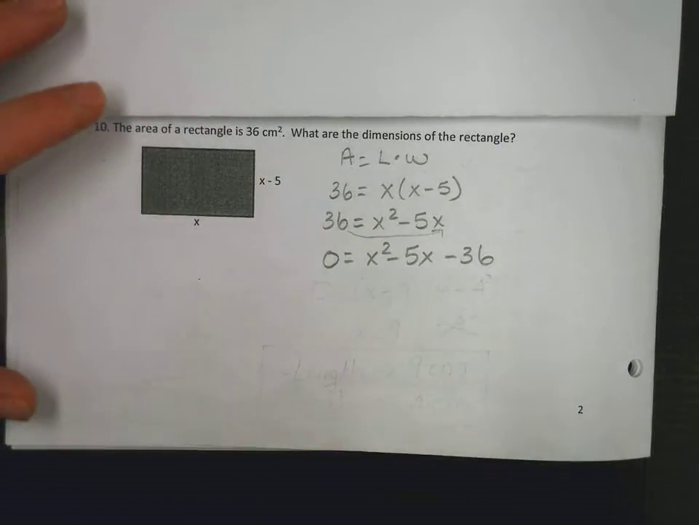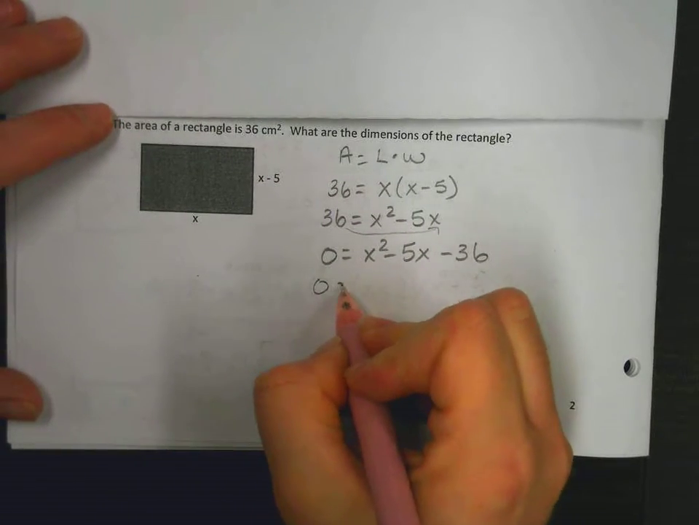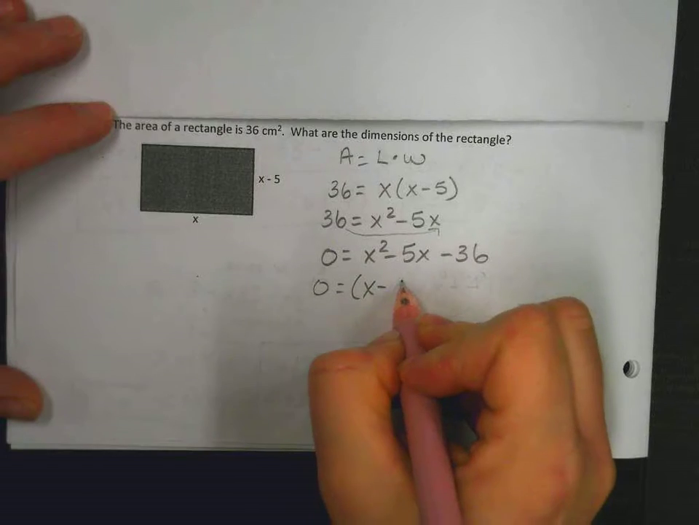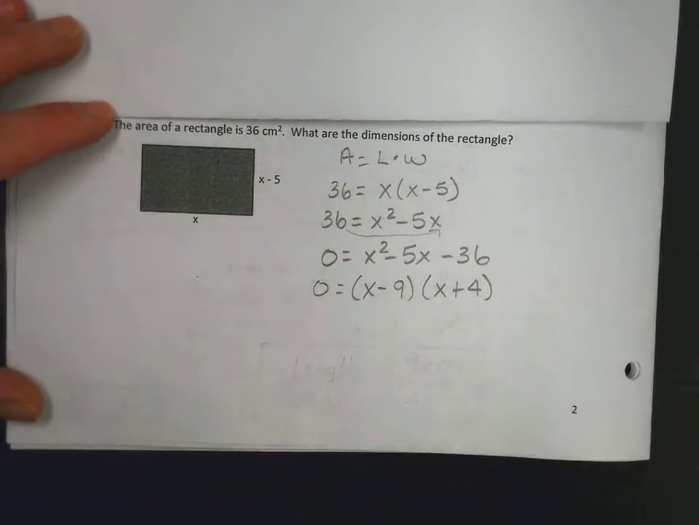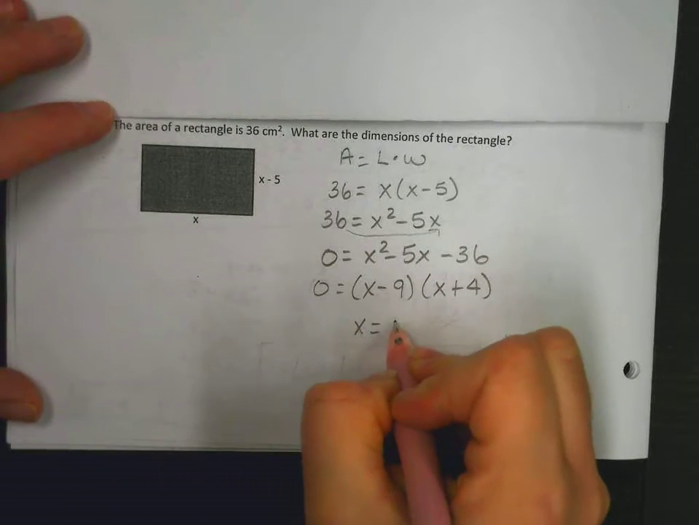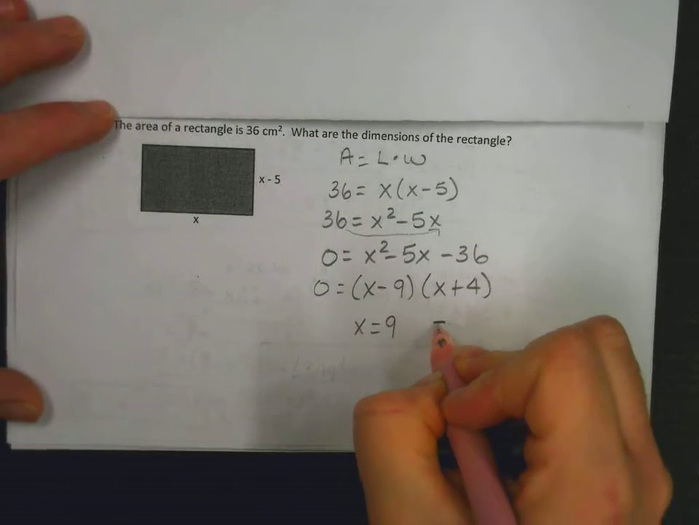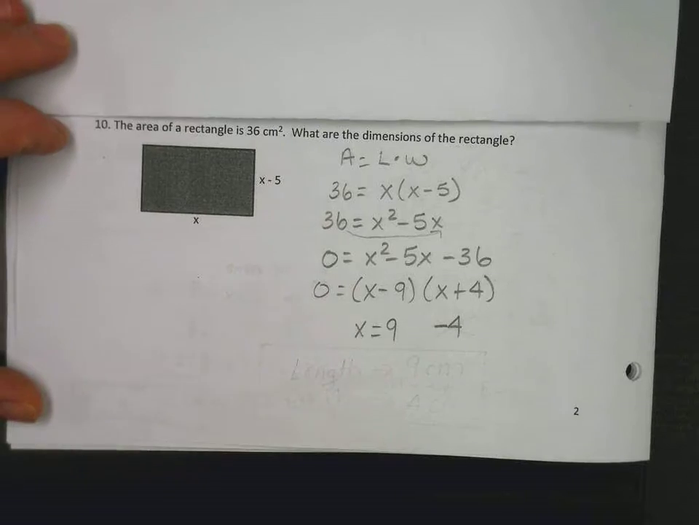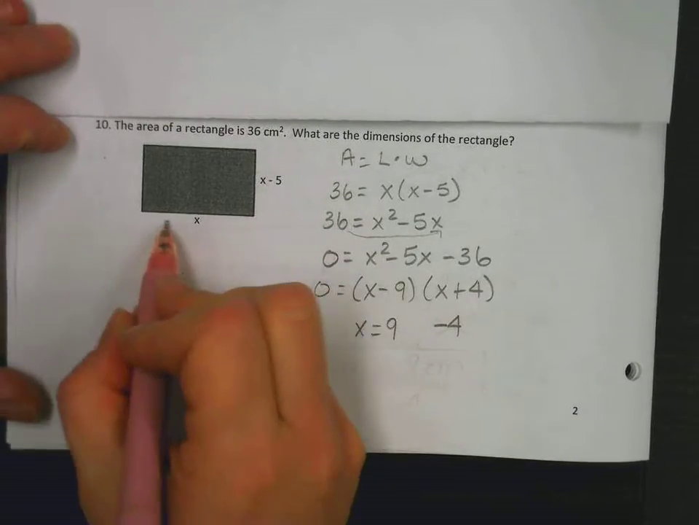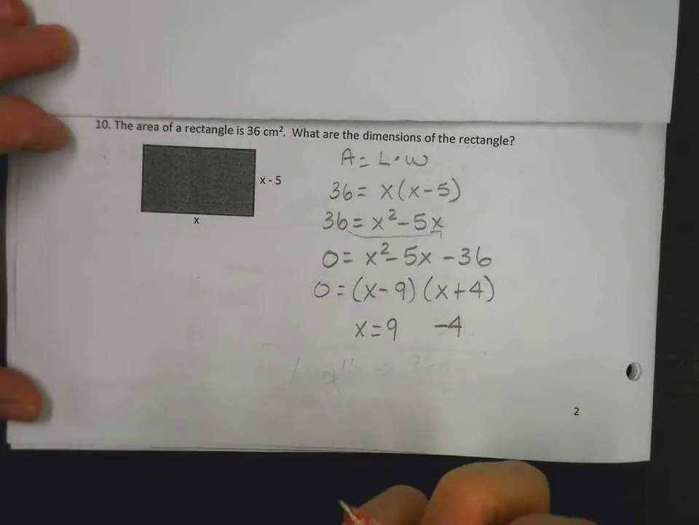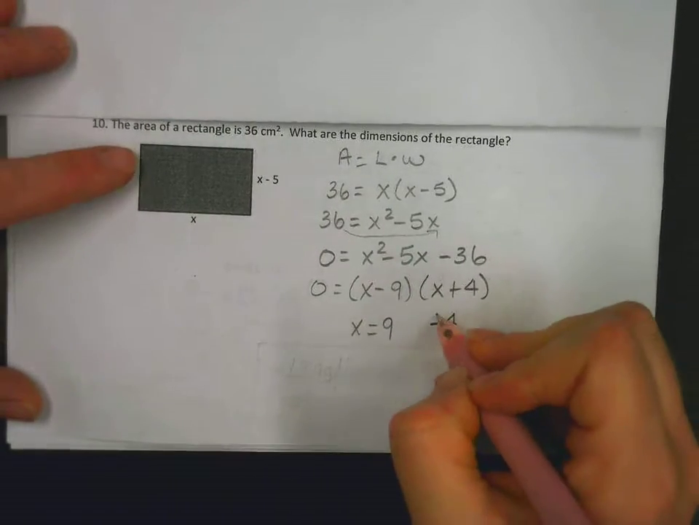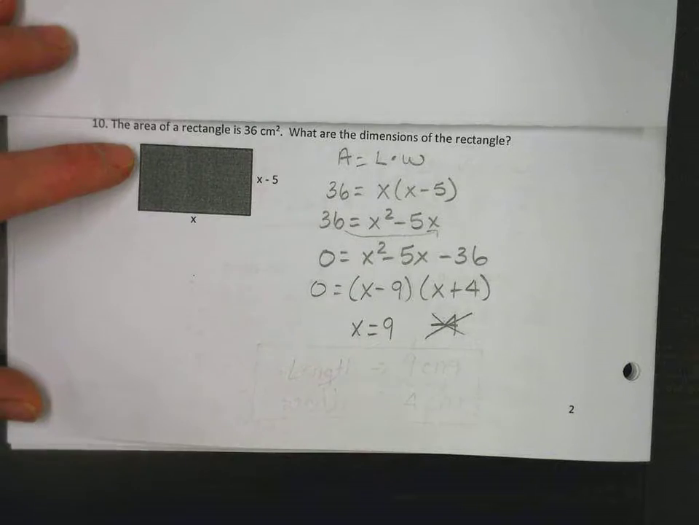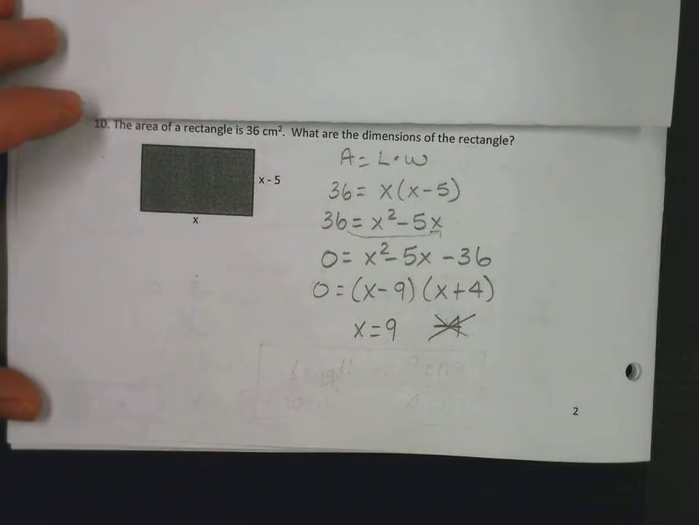And now to solve for x, I want to factor this. And my factors would be an x minus 9 and an x plus 4. From here, my solutions would be x equals 9 and negative 4. But because x represents a length, which is like a distance, we can't have a negative distance. That doesn't exist in our world, so I'm going to cross out that answer. That doesn't make sense in terms of the question.